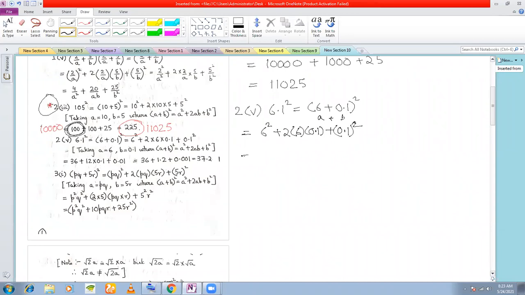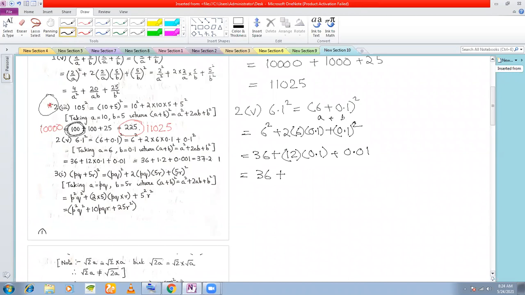So this is 36 plus 12 into 0.1 plus 0.1 into 0.1, which is 0.01. All of you know this. 0.1 into 0.1 is 0.01. Any questions here? No, sir. 36 plus, now 12 into 0.1.